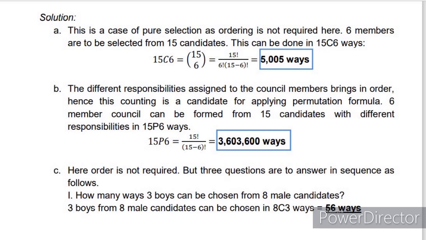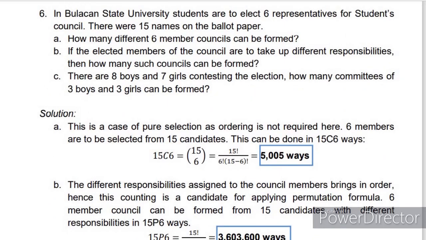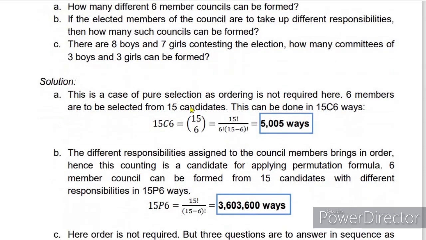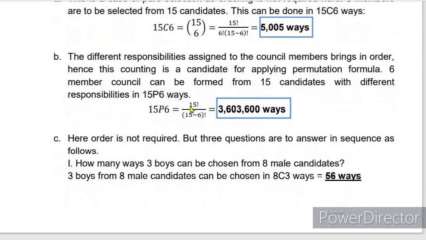So letter C. Here, order is not required. Why is order not required in letter C? Because it is not mentioned here. It only asks how many committees of 3 boys and 3 girls can be formed. So order is not required. So we have three questions to answer in this sequence.